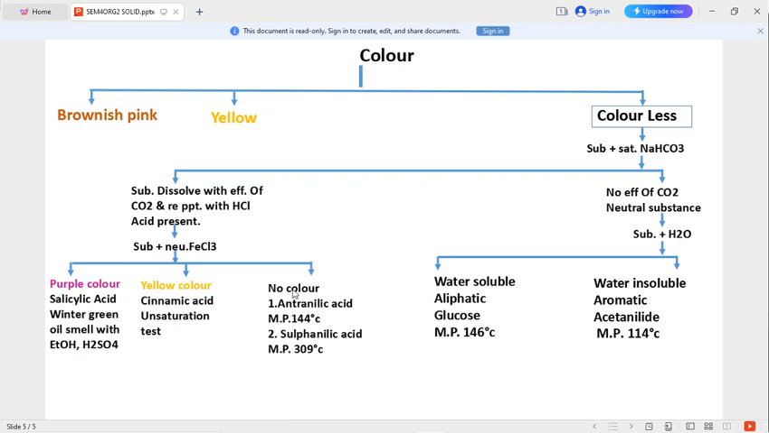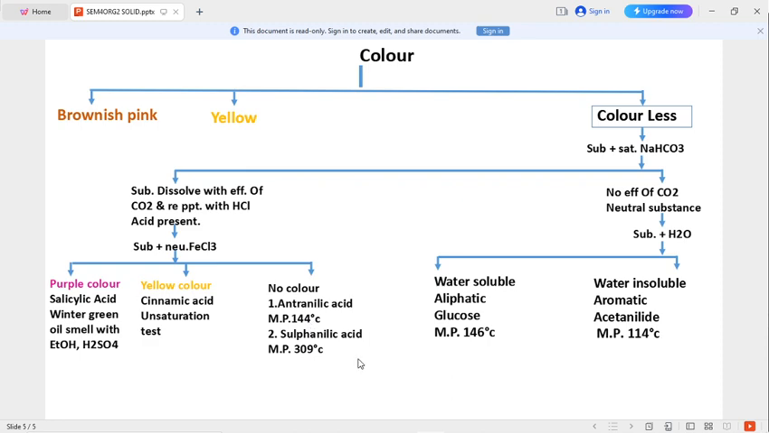And if you don't get a specific color with the neutral FeCl3, then mostly it will be anthranilic or sulfanilic acid. Both are acids as well as having an amino group. Sulfanilic acid's melting point is very high, beyond 300, so we normally don't measure it because it can break your thermometer. And if it melts at 144 degrees Celsius, then it will be anthranilic acid.